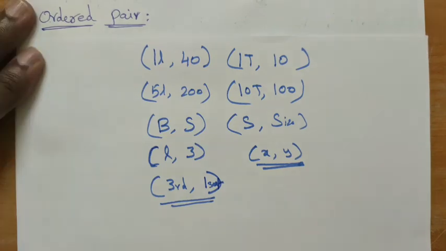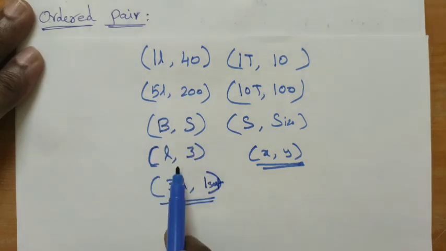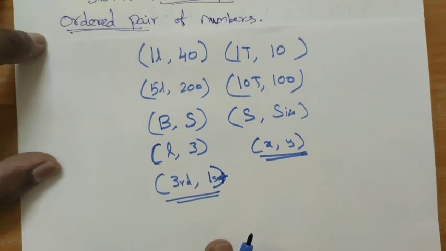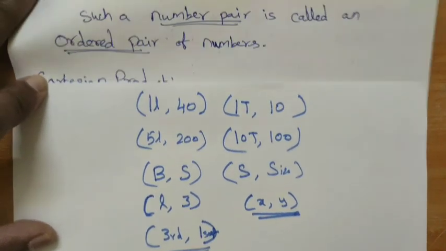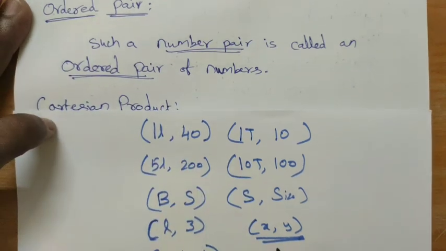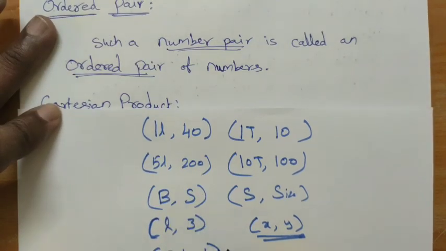Such number pairs are called ordered pairs of numbers. Now you are able to understand what an ordered pair is.